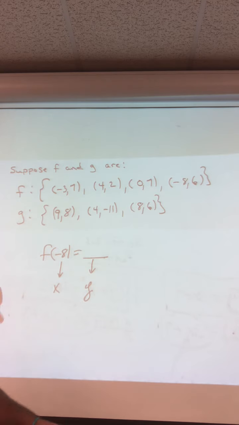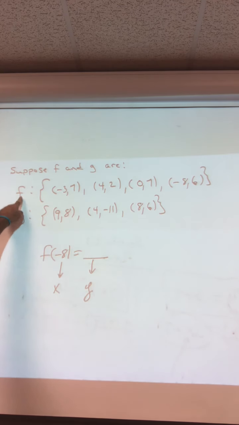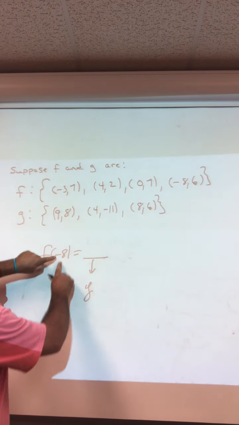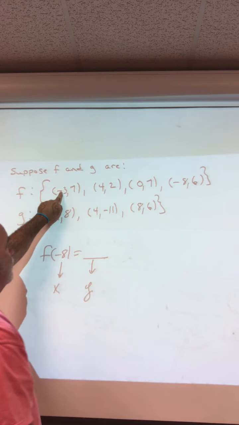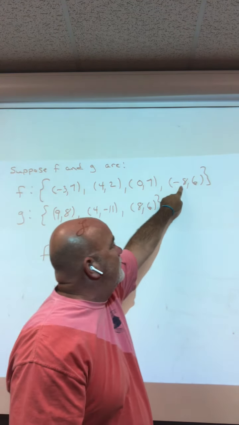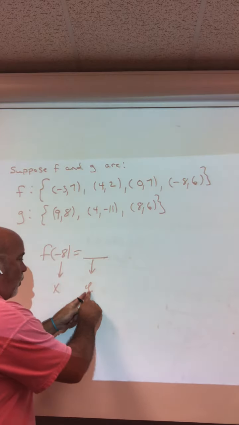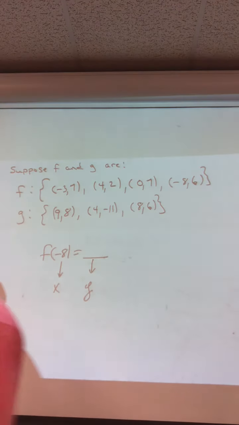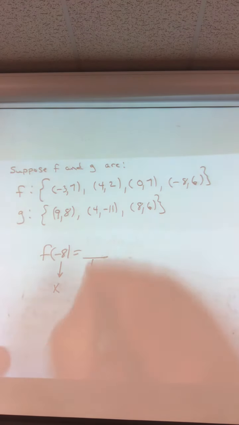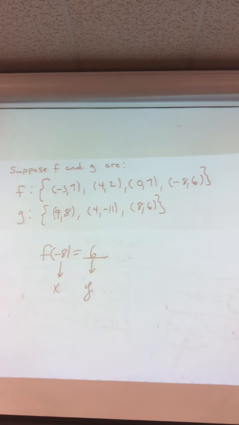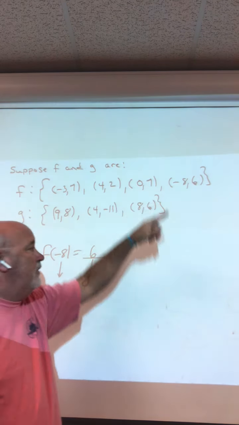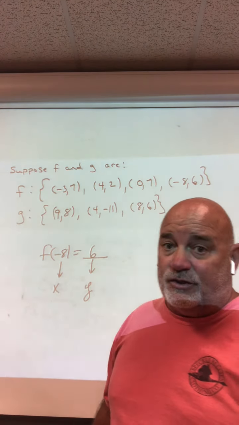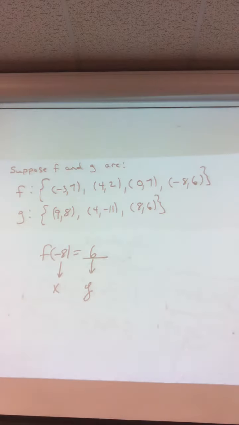So here's all this is looking for. This is saying this: go to your F function, which is this one up here, and find the ordered pair that has an x of -8. Find the ordered pair that has an x of -8. There it is. And give me the y that is paired with that x. So the y that is paired with that x is 6. Now you say, Mr. Reiner, I have a question. What if there had been two of them up here that had a -8 for x? That's not possible. Remember, if that happens, it's not a function. Okay?